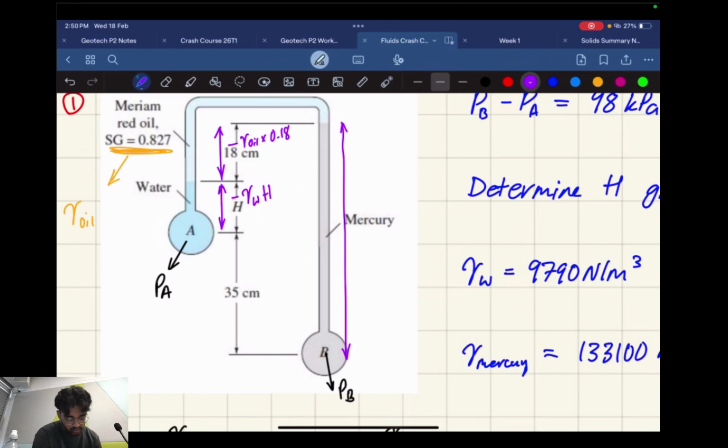So we have the unit weight of mercury times our change in height, which is 0.18, plus h plus 0.35. Make sense? Okay, so we combine these all together.